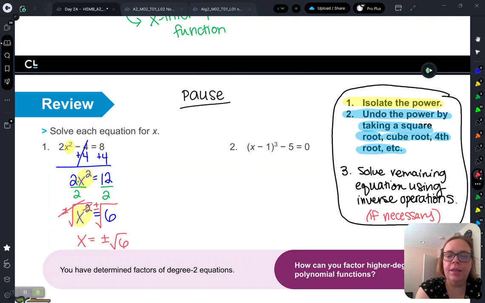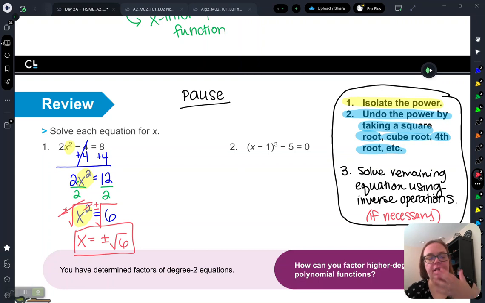Okay, and it didn't specify that we wanted to round any decimals, so we're just going to leave it in simplified form and we're done. We got plus or minus the square root of 6. Can't simplify the square root of 6. All right, let's take a look at number 2.